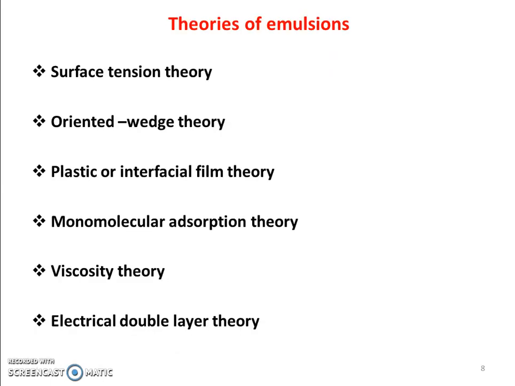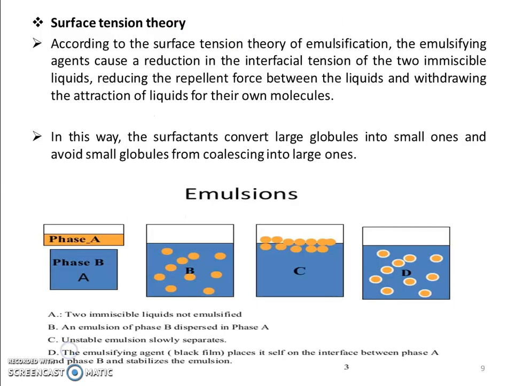A number of scientists proposed different theories which explain how these emulsions are formed. So there are various theories, for example surface tension theory, oriented wedge theory, plastic or interfacial film theory, monomolecular adsorption theory, viscosity theory and electrical double layer theory. So first we discuss surface tension theory.